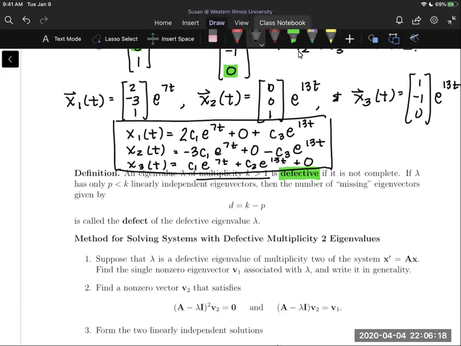If this is the case, supposing it has p linearly independent eigenvectors, then the number of missing eigenvectors that we need is called the defect. So if you take k, the number of times it's repeated, and subtract off the number of linearly independent eigenvectors you were able to find, that's called the defect.